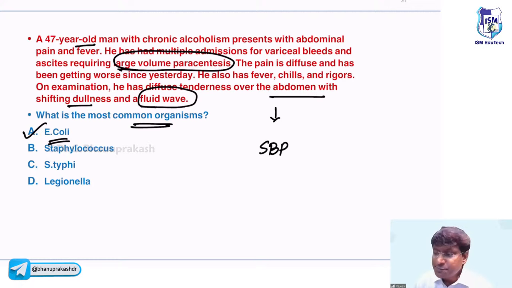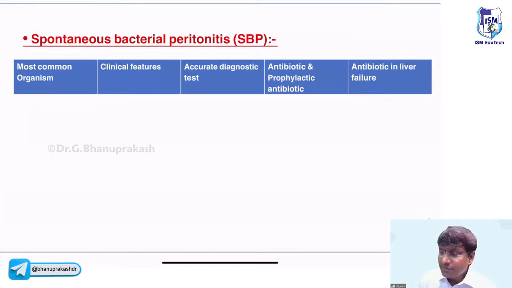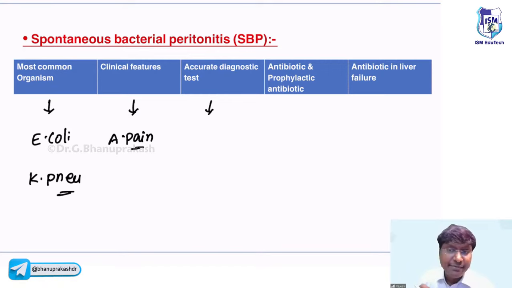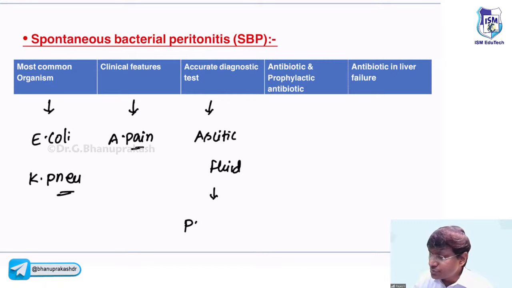Now, let me tell you a few points related to SBP. The most common organism causing spontaneous bacterial peritonitis is Escherichia coli. The other organisms include Klebsiella pneumoniae. The clinical feature in these patients is severe abdominal pain. And what is the accurate diagnostic test? You need to do the examination of the ascitic fluid. In the ascitic fluid, you have WBCs, mainly polymorphonuclear leukocytes, and they should be more than 250 cells per microliter.